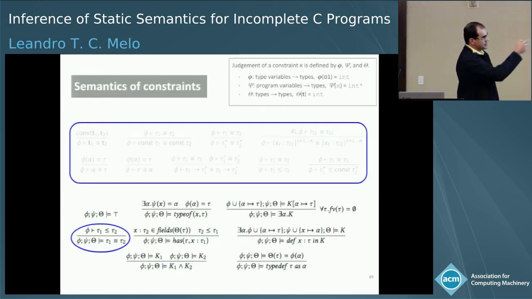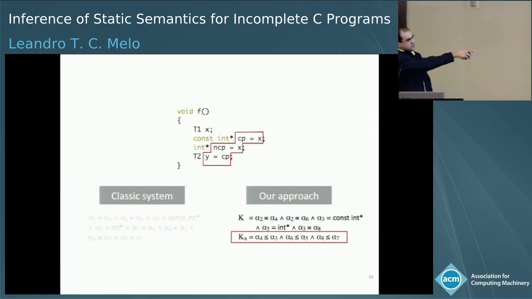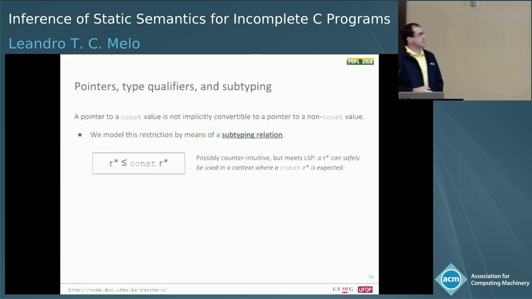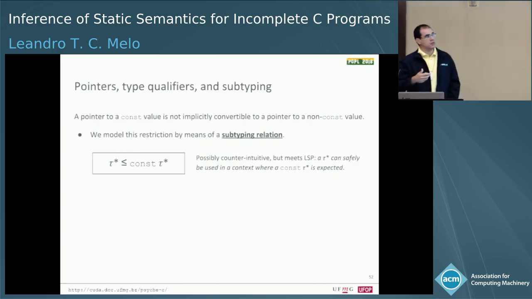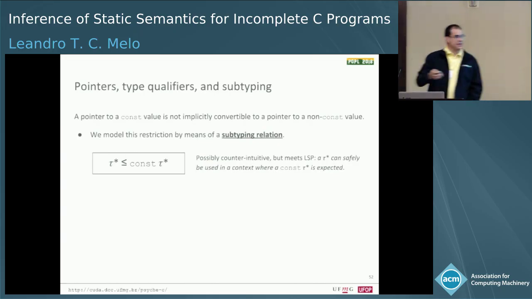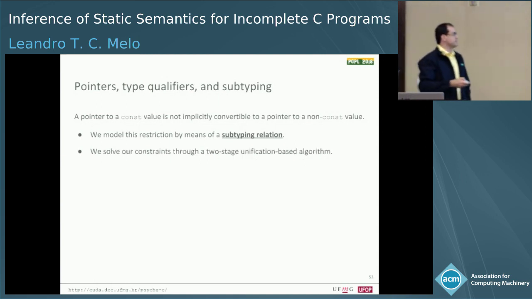Those are pretty standard. The one that I want to touch is the subtyping relation. So you can see in assignments we generate subtyping relations there. And it is counterintuitive to think that we can take a pointer as a subtype of a pointer to a const, but it meets Liskov's principle in the sense that a pointer can safely be used in a context where a const pointer is expected.